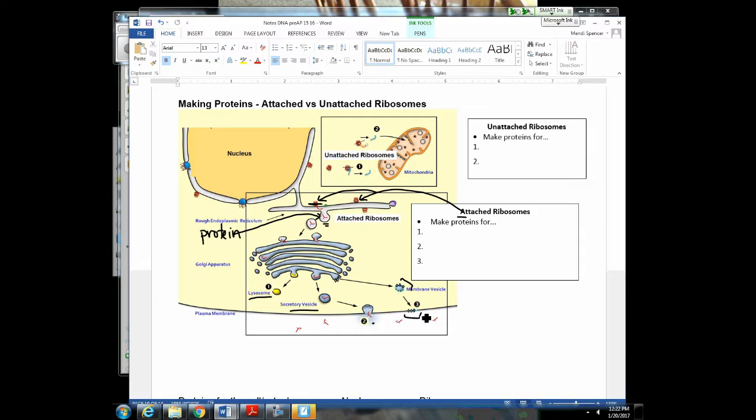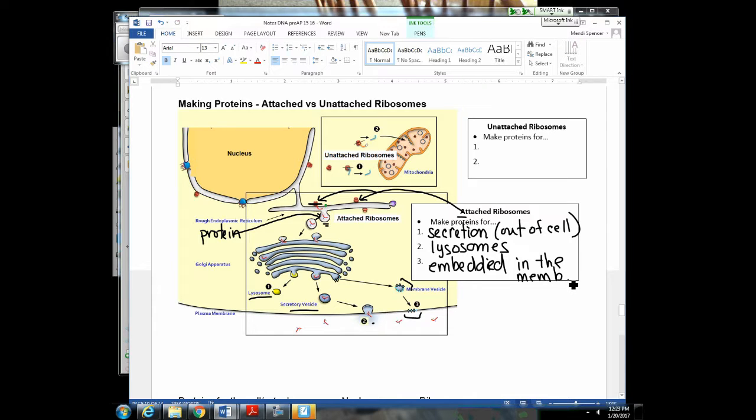So let's indicate attached ribosomes make proteins for, say, secretion. That means they're being released out of the cell. Some proteins are going to end up in lysosomes. And some proteins are going to be embedded. Let's put embedded in the membrane.